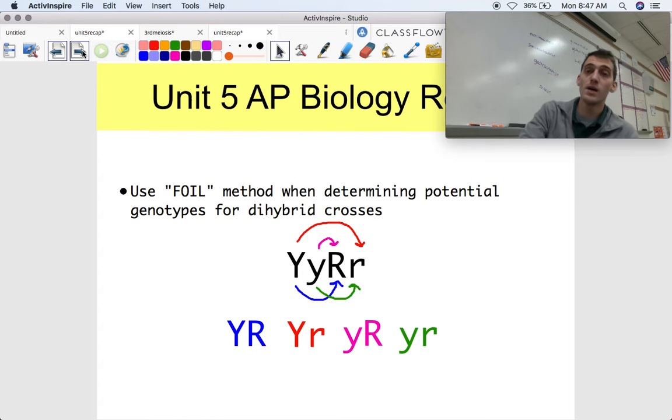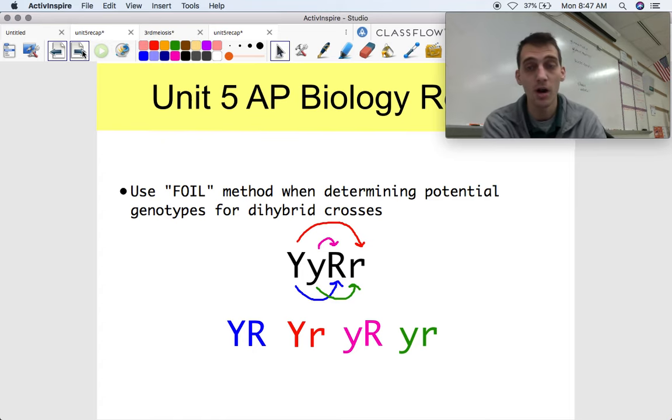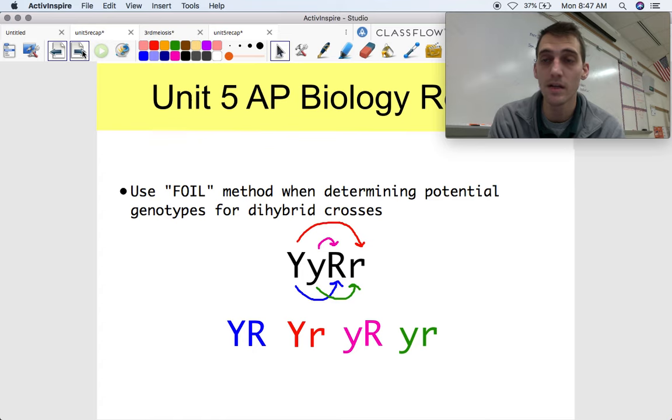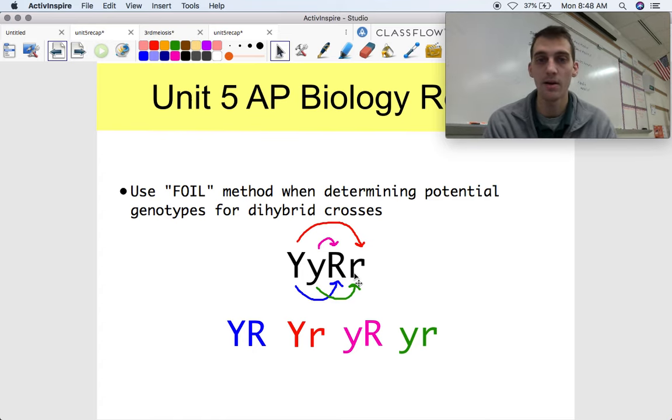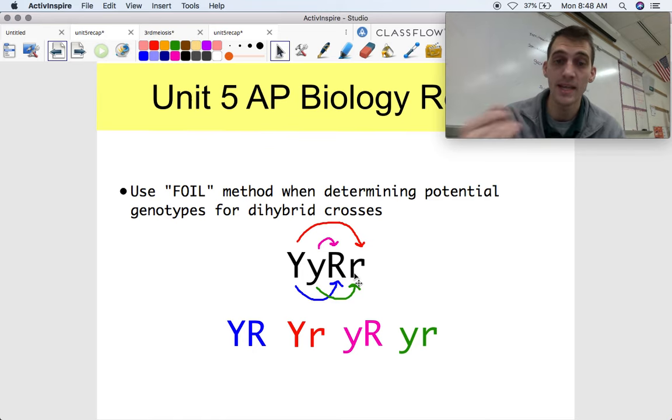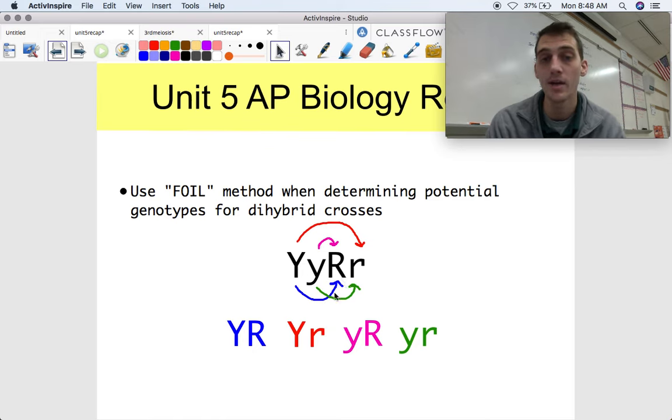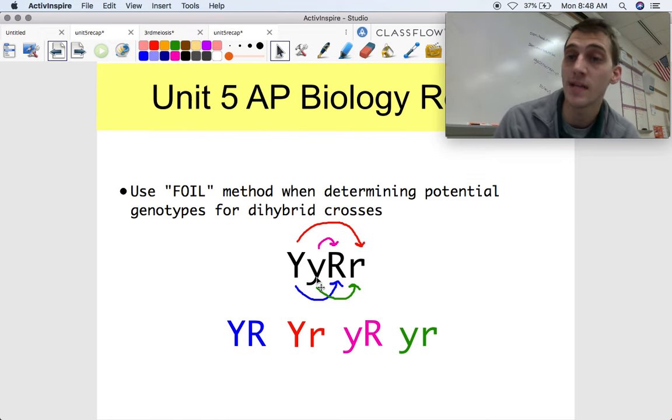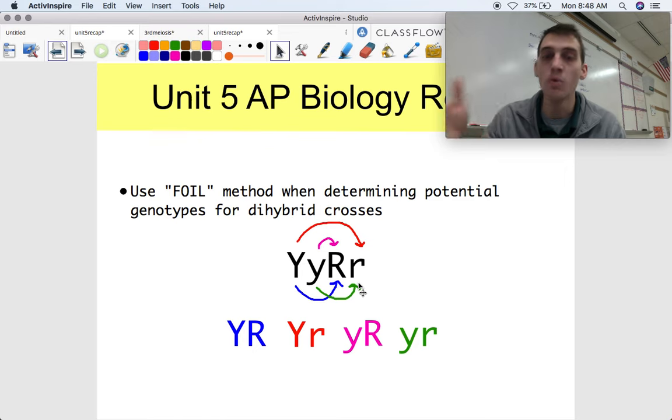So something to note when you're doing a dihybrid cross. Okay, maybe I'm getting a little ahead of myself here, but since there are 2 sets of alleles being inherited here, there's several combinations of those alleles that the gametes can get through meiosis, right? A gamete could have a dominant Y and a dominant R. They could have a recessive Y and a dominant R. They could have a dominant Y and a recessive R, or a recessive Y and a recessive R. Those are all equally probable.